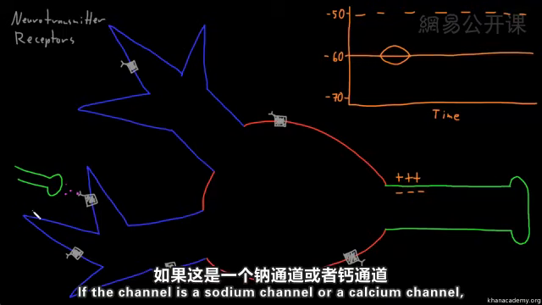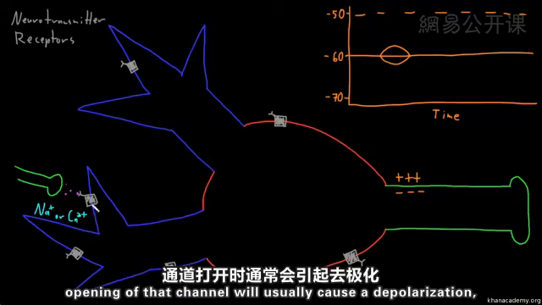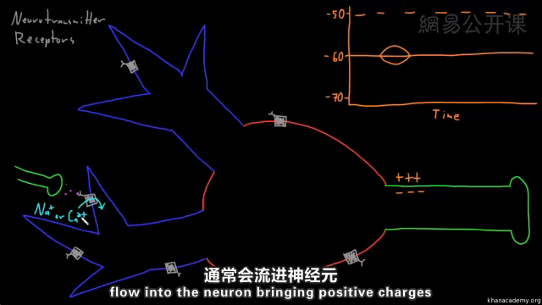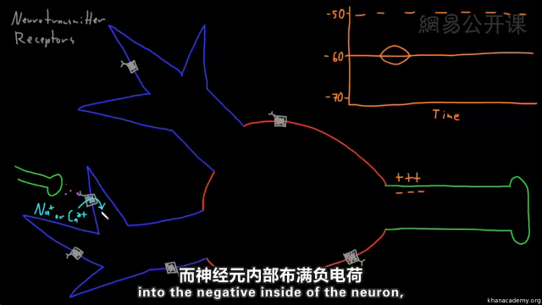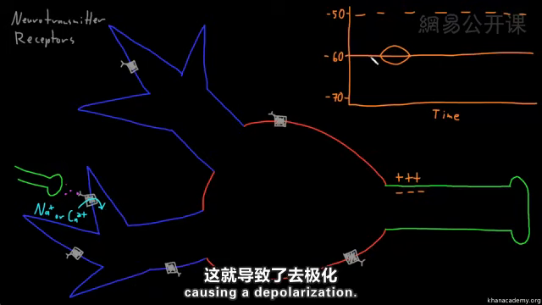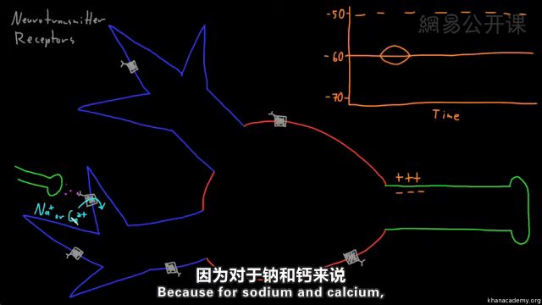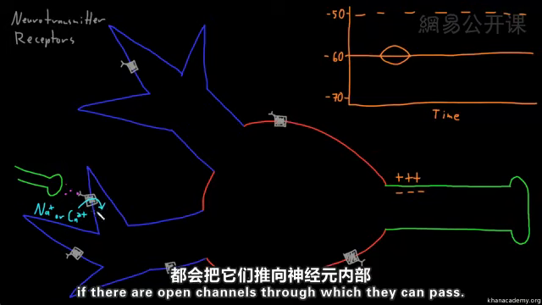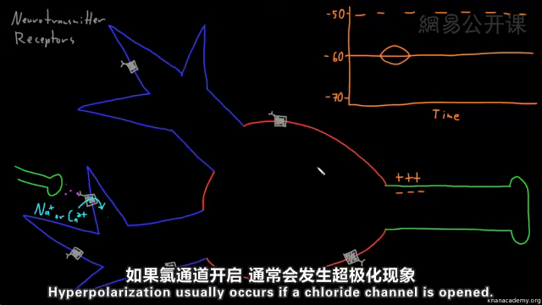If the channel is a sodium channel or a calcium channel, opening of that channel will usually cause a depolarization, an excitatory potential, because these cations will usually flow into the neuron, bringing positive charges into the negative inside of the neuron, causing a depolarization. Because for sodium and calcium, both their electrical force and their diffusion force are trying to drive them into the neuron if there are open channels through which they can pass.